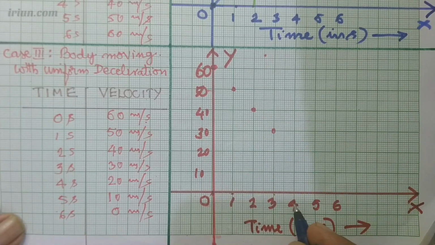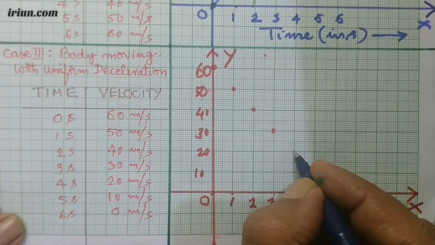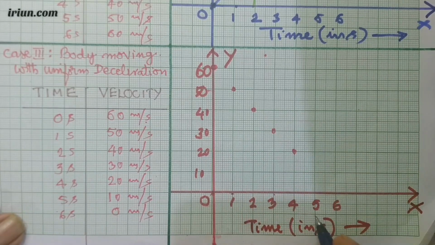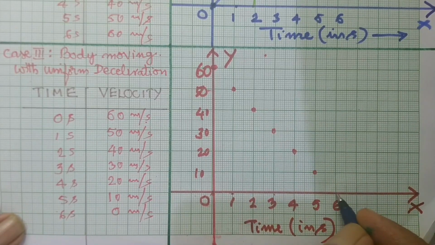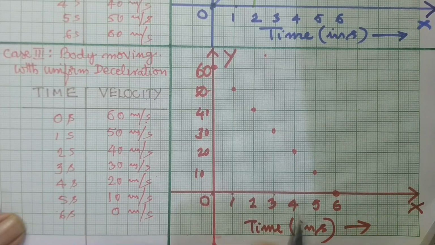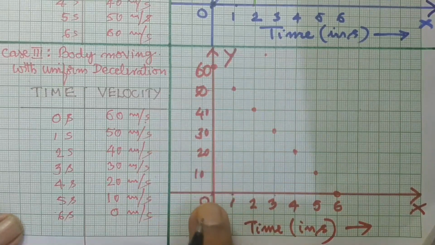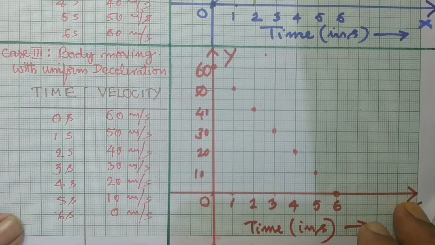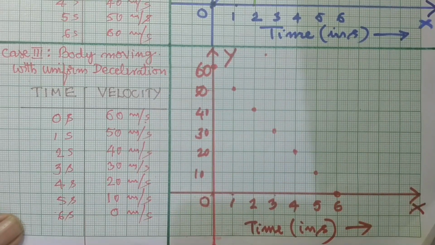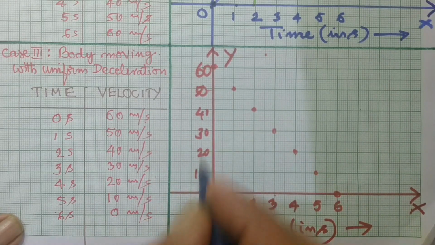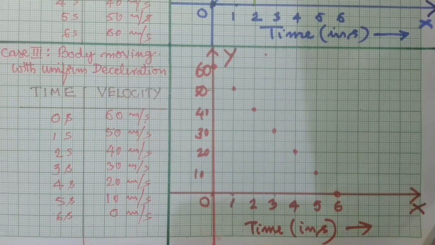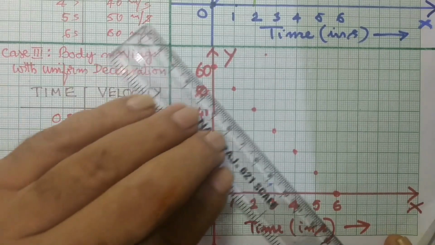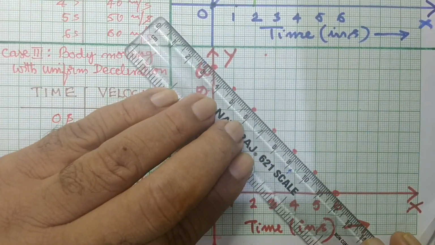4 second, it is 20 meter per second. 5 second, it is 10 meter per second. 6 seconds, finally it is becoming 0 meter per second. 0 meter per second means on the y-axis it is coming and touching the x-axis, rather means it is coming to 0 value height wise, we can say, on the y-axis. So it is like this we are getting. Now if you join the graph, you will get it like this.